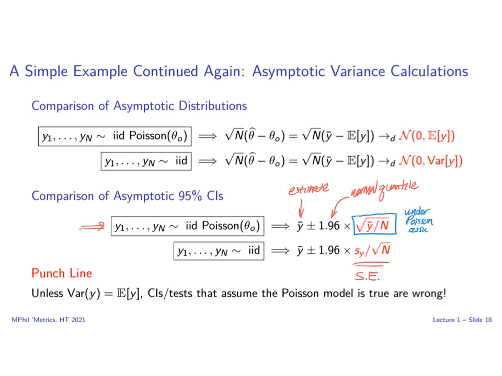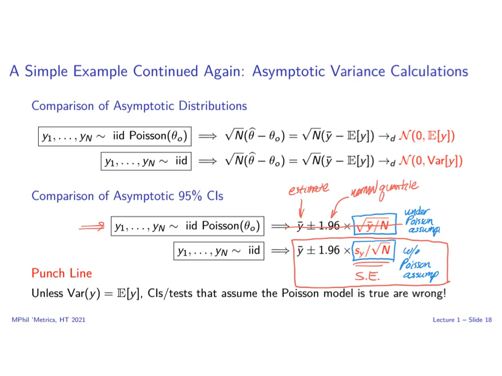However, if we do not make the Poisson assumption, then there's no reason to think that y bar is a good way to estimate the asymptotic variance, because there's no reason to think that the mean of y should be equal to the variance of y. So the standard 95% confidence interval for a mean that we know and love is not this one, but instead y bar plus or minus 1.96 times the sample standard deviation of y divided by the square root of n.